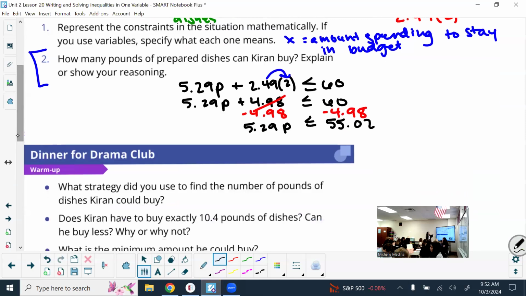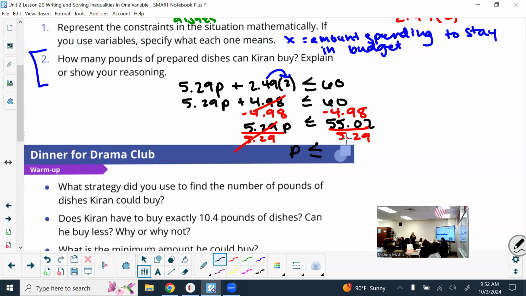Table 6, how do I get the P fully by itself? 5. Okay, great. So then we have the same thing on top and bottom of the fraction. It cancels. 1 times P is just P. And do I need to flip the sign for that? No, because I divided by a positive. So you just leave it how it was given to you, less than or equal to.